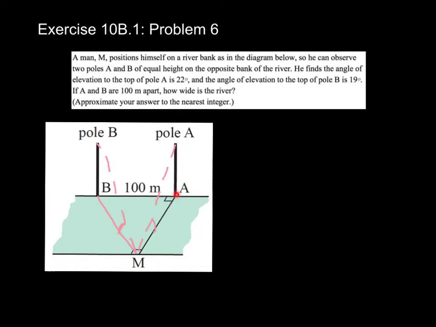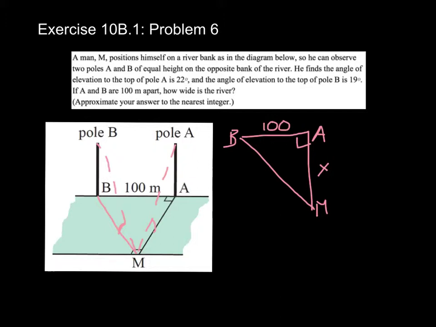So I'll start with the triangle MBA. Okay, and I'm going to label those vertices. That's really important. I know that that's a right angle there, and this is 100 meters. And that's really all I know about this triangle, but what I'm trying to find is the length MA, so I'll label that X.